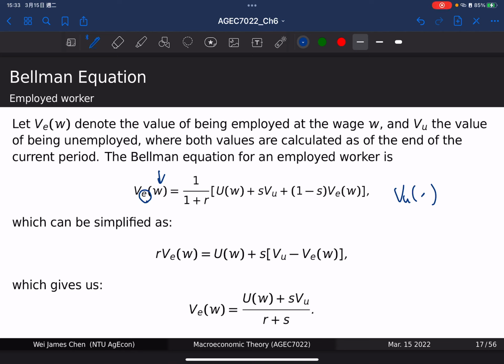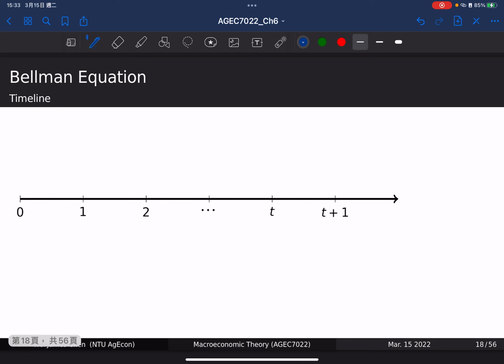Okay? So, before explaining the Bellman equation, or put it another way, I'm going to explain the Bellman equation using a timeline. Okay, so this timeline looks like this.